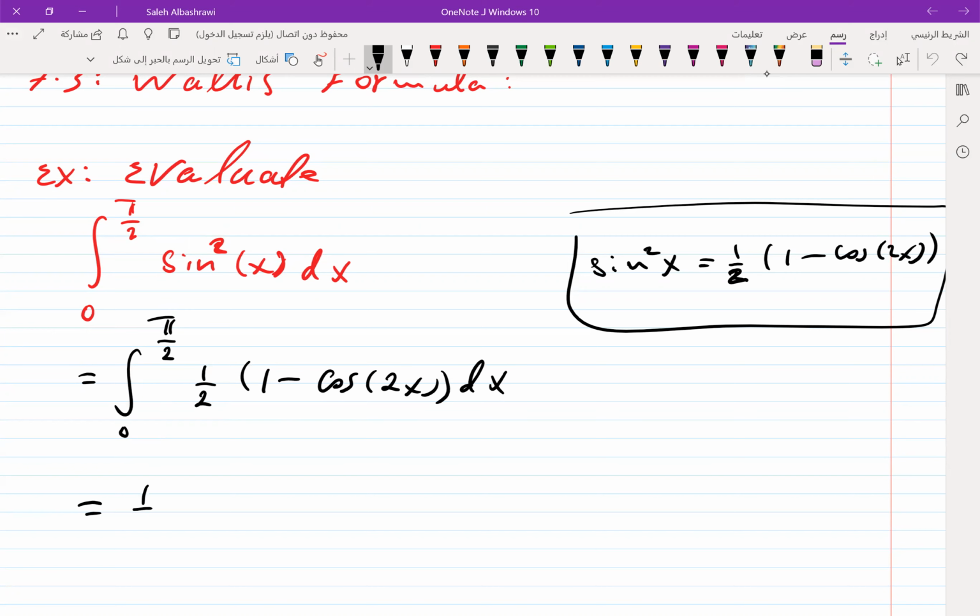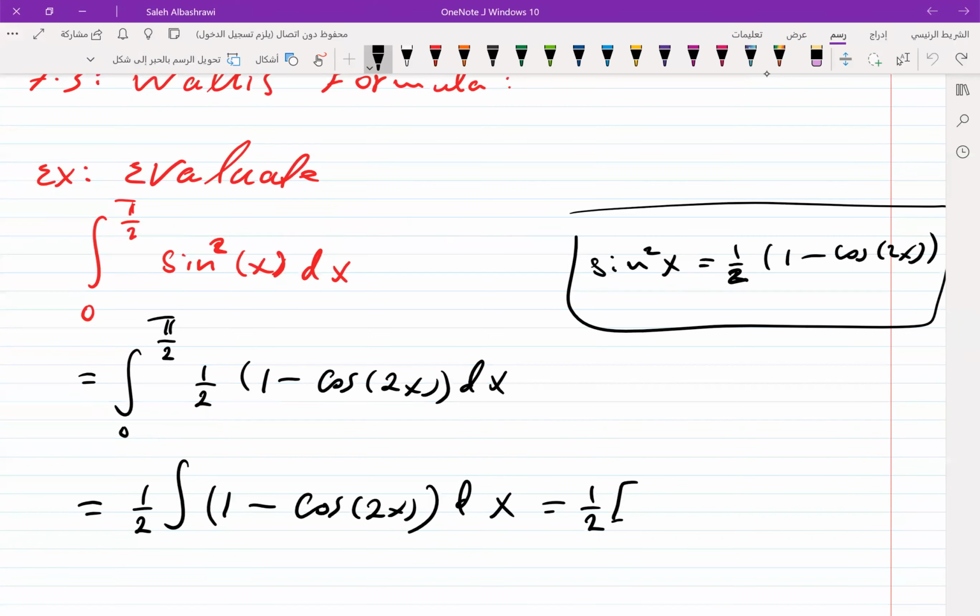which is equal to, I take 1/2 outside, integration of 1 minus cosine 2x dx, and that will be equal to 1/2 multiplied by integration of 1 is x. Integration of cosine 2x is 1/2 sine 2x. This is by integration by substitution.